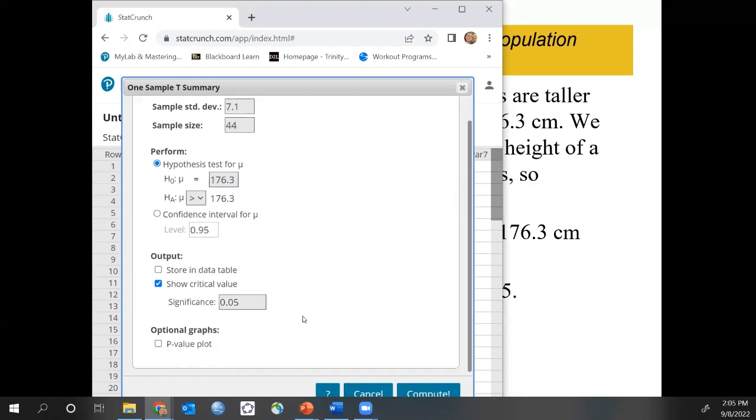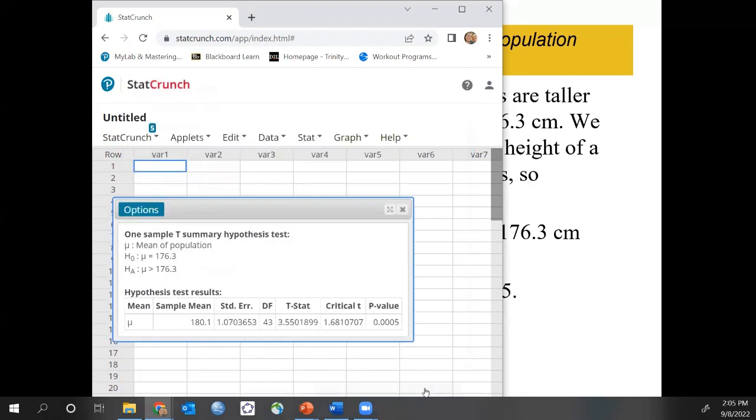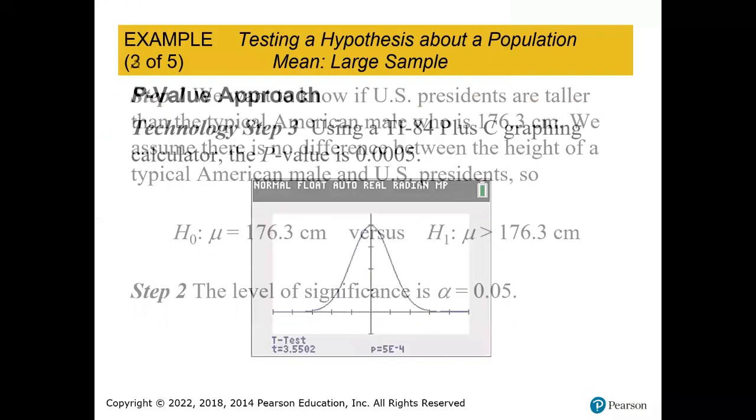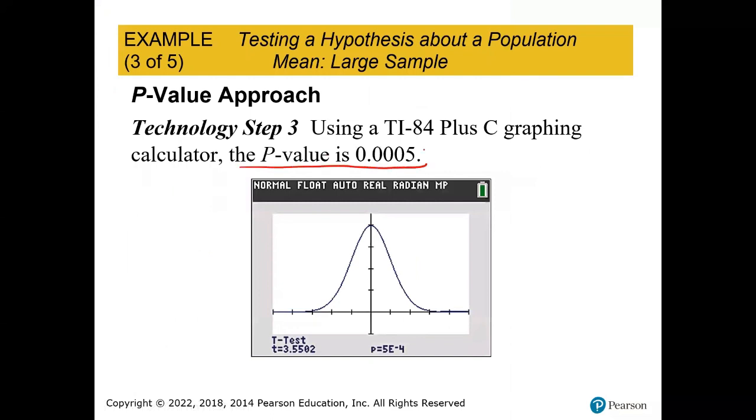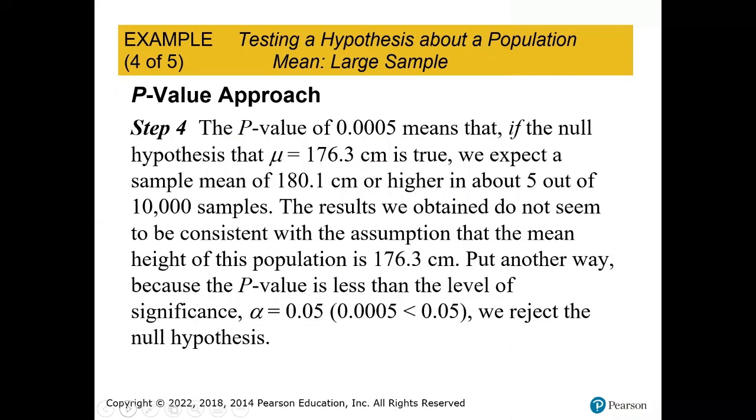You can click this if you want. We're going to click compute. According to this, our p-value is 0.0005, which is what is going to show on the next slide here. The p-value is 0.0005. So how does that compare to our alpha? Well, 0.0005 compared to 0.05. The zeros are the same. 0 is smaller than 5.